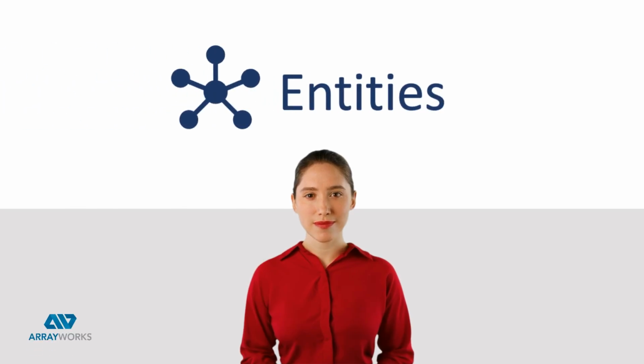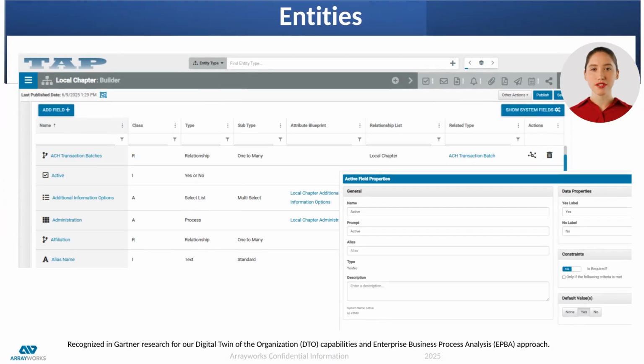Entities. The first step in creating a digital twin of your organization is to create a digital representation of everything involved in your business: the people, products, processes, locations, organizational units, and the connections between them. Tap entities are precisely this digital representation.